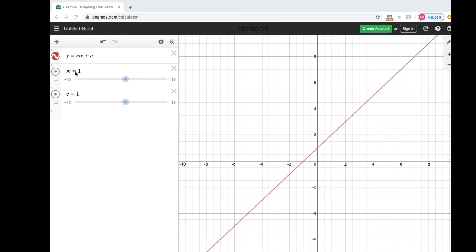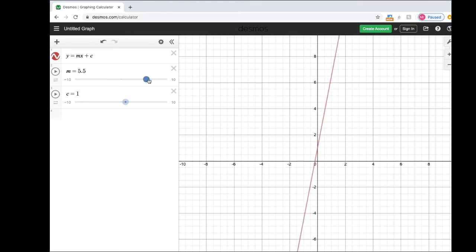So the first thing I'm going to change is this m over here. So I'm just going to increase this m. I want us to see what happens as it increases. So as this increases, the line actually gets steeper, and that's because this m represents the gradient. If you saw the last video on gradient, the gradient is the steepness of the line. So as m increases, this line actually gets steeper, and obviously it gets steeper and steeper and steeper.